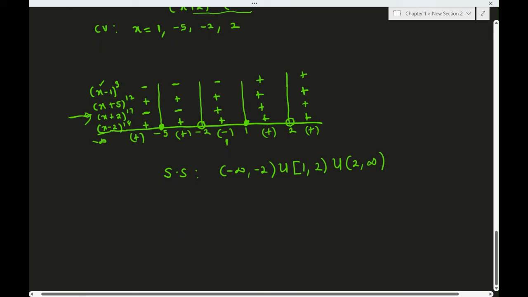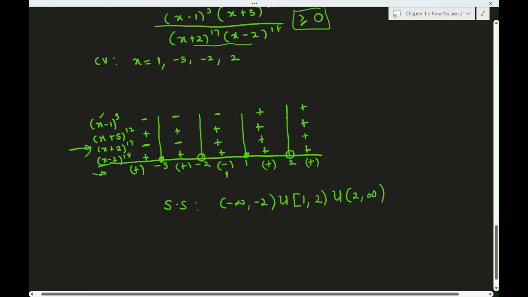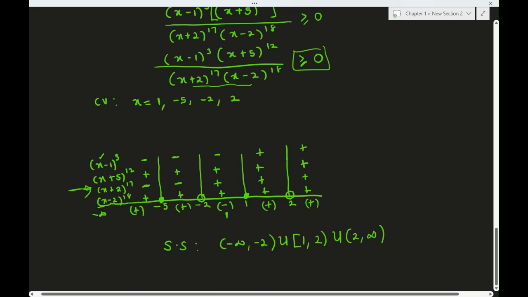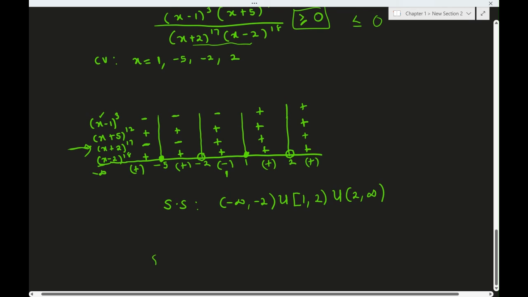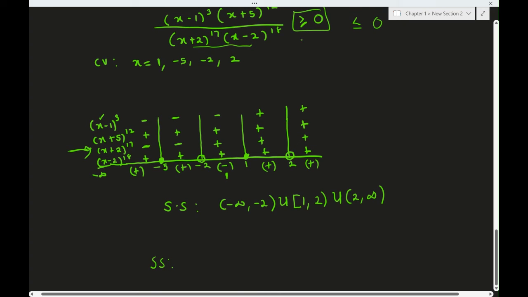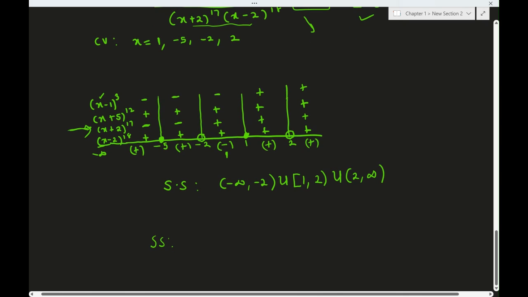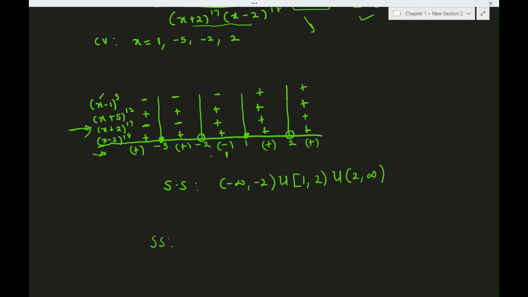Now, let me answer one more question here. Let's assume this is now changed to less than or equal to 0 instead of positive. So let's have another solution set here. Please take note, this solution set is not for this one, but for this one. For less than or equal to 0, it means we are going for the negative interval. As you can see, the negative interval we have is just here, right?